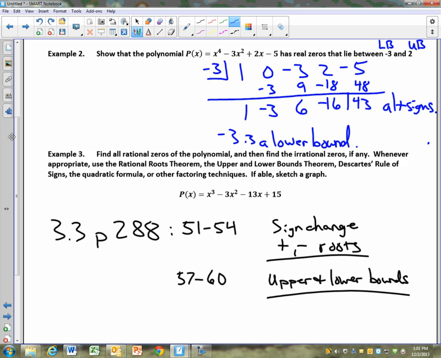No problem. So what I want you to do is these 8 problems, 51 through 54 is where you're going to look at the sign change and identify the number of positive or negative roots. And then 57 through 60, you're going to look at the upper and the lower bounds. So there's not a whole lot to your assignment.